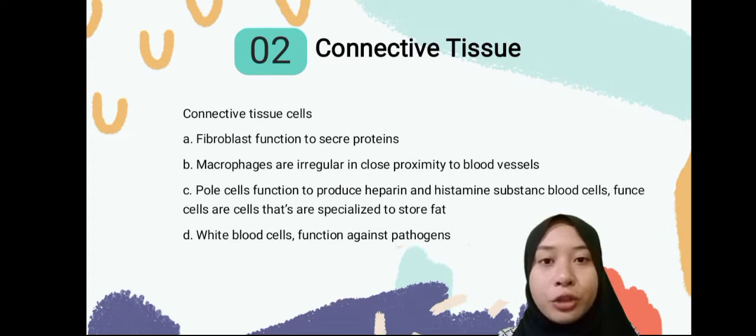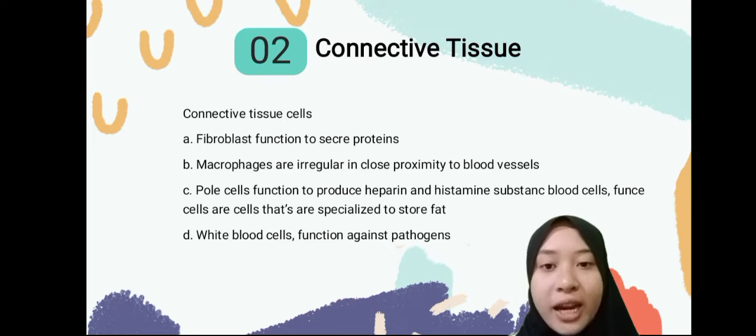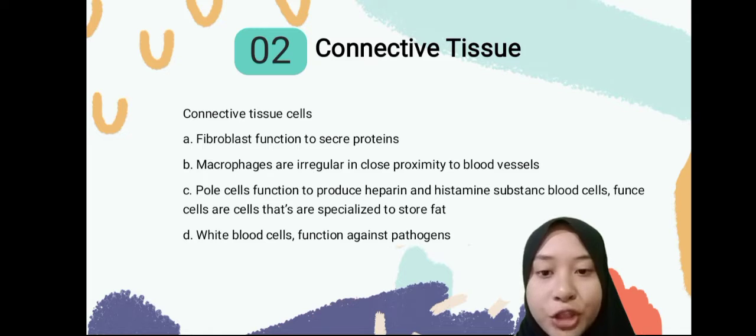The second structure of animal tissue is connective tissue. Connective tissue cells are: 1. Fibroblasts secrete proteins. 2. Macrophages are irregularly shaped and are specifically located near blood vessels. 3. Mast cells function to produce heparin and histamine substances. 4. Fat cells are cells that are specifically to store fat. And finally, white blood cells function against pathogens.